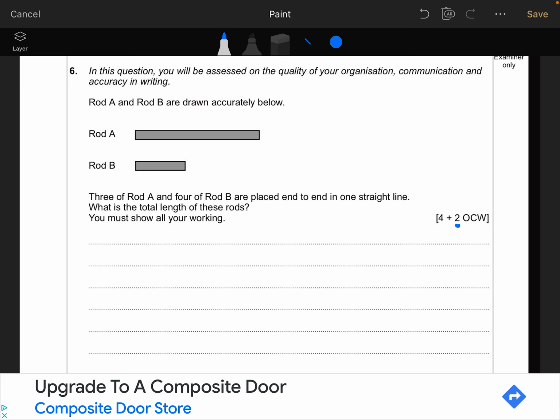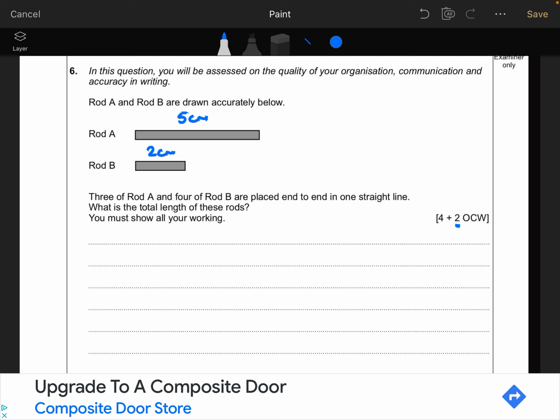So let's read the question. Rod A and Rod B are drawn accurately below. 3 of Rod A and 4 of Rod B are placed end to end in one straight line, and it's asking us, what is the total length of these rods? Well, what I'm going to have to do first of all is work out the length of each of these rods, and if I measure them accurately using a ruler, I can see that this one is 5 centimeters long and this one is 2 centimeters long.